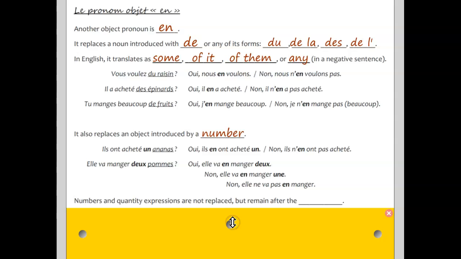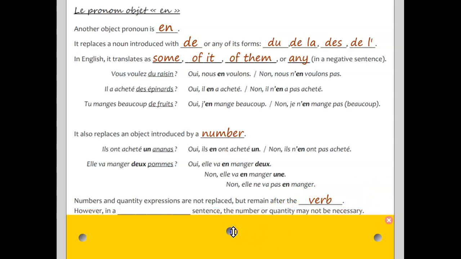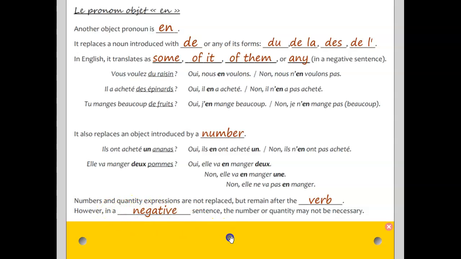Now, when we have a phrase that is introduced by a number like un or deux, or like a quantity expression like beaucoup we had up here, numbers and quantity expressions aren't replaced. We're not getting rid of that part, but they go after the verb. They're going to stay right after the verb. In a negative sentence, however, that number or quantity might not be necessary. So that's where we talked about how we could have the beaucoup at the end of the sentence, but we don't maybe have to have it. It's just going to change the meaning.